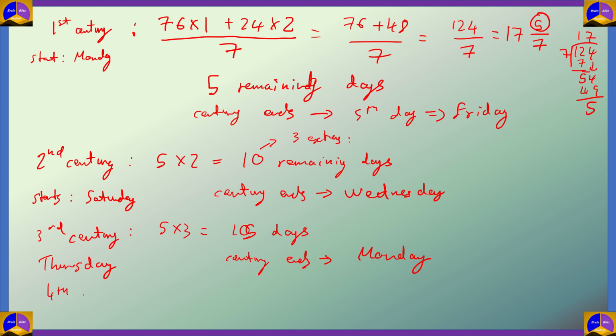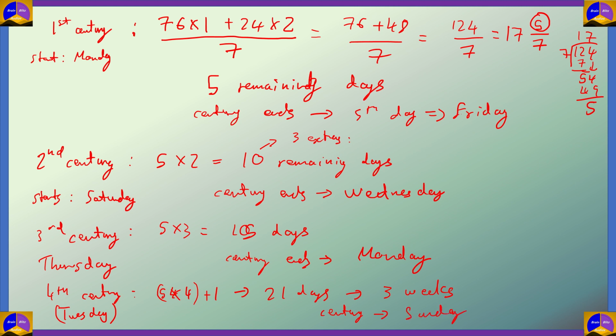And finally, the 4th century starts on a Tuesday. However, this time, the 400th year does not have any extra days. So technically, we have 5 times 4 and a 1, since that one is actually a leap year. So we get a total of 21 days, which can be distributed across 3 weeks. So the 4th century ends on a Sunday because that's the end of the week.